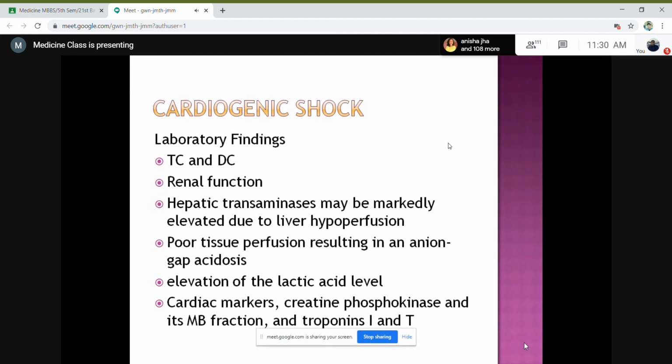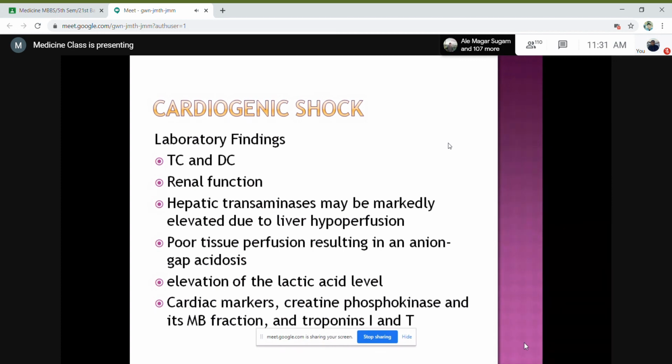For the laboratory findings, total count and differential count have to be done, along with renal function and liver function tests to look for elevated hepatic transaminases. It is because of liver hypoperfusion. We have to do arterial blood gas analysis to look for anion gap acidosis. There can be an increase in the lactic acid level as well. And we have to look for different cardiac biomarkers.